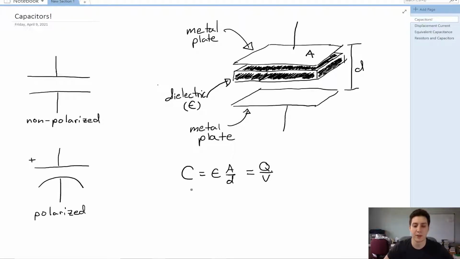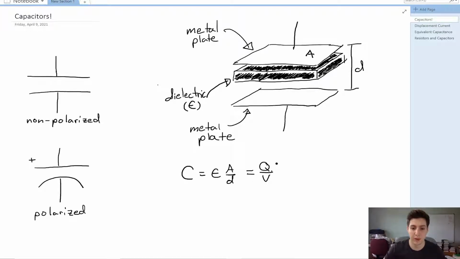So we have two equations that we can find the capacitance with. The first one is epsilon A divided by D, where A is your cross-sectional area of the plates, D is the distance between them, and epsilon is the material characteristic. It's actually the permittivity of the material, which is really a material's ability to store an electric potential when it's exposed to an electric field. Now, the other equation for capacitance is the charge on the plates divided by the voltage applied to the plates.